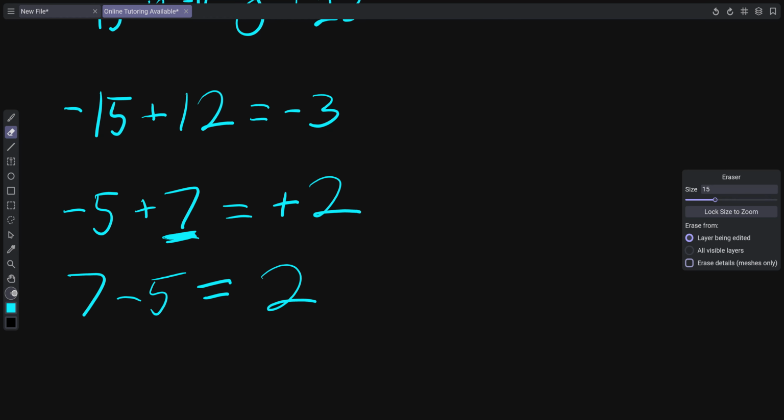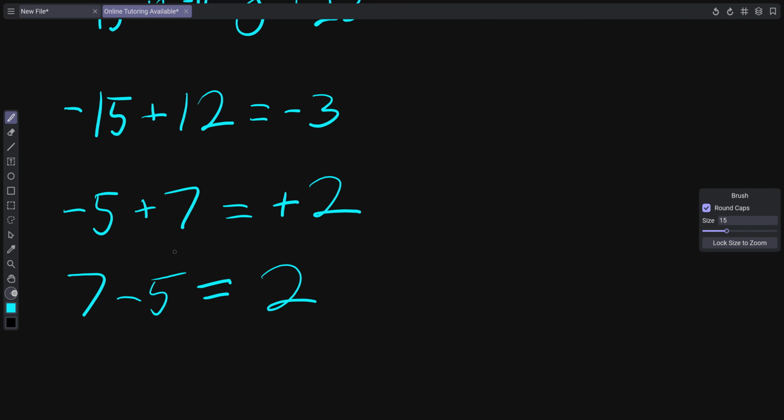And we knew that the answer would be positive because we looked at the number that would seem the largest without a negative or positive sign, and we saw that it was positive, so our answer would be positive for that reason.